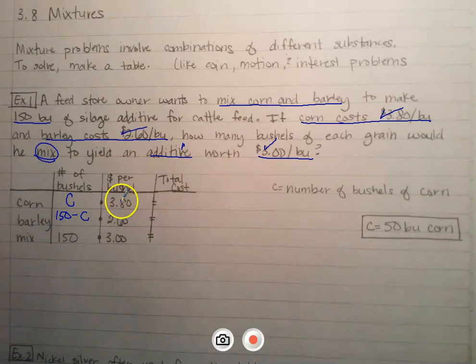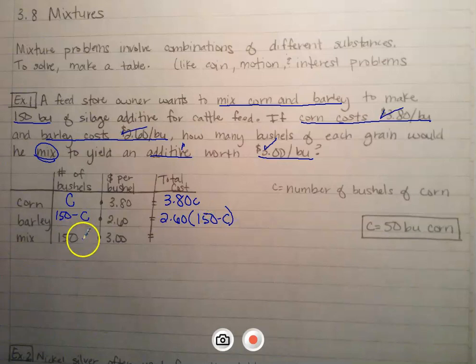Okay, we also have these dots and some equal sign to help us know that the number of bushels times the price per bushel is going to give us the total cost. So we're going to fill out this column by doing the math, just like we did yesterday with principal times rate times time equals the interest. So this is going to be 3.8C. The next one, we'd have the distributive property. It's going to be 2.60 times the quantity 150 minus C. And the last one, 150 times $3 is $450.